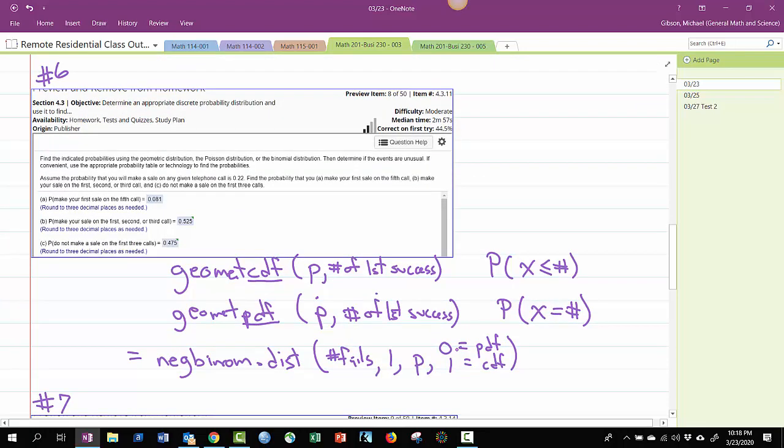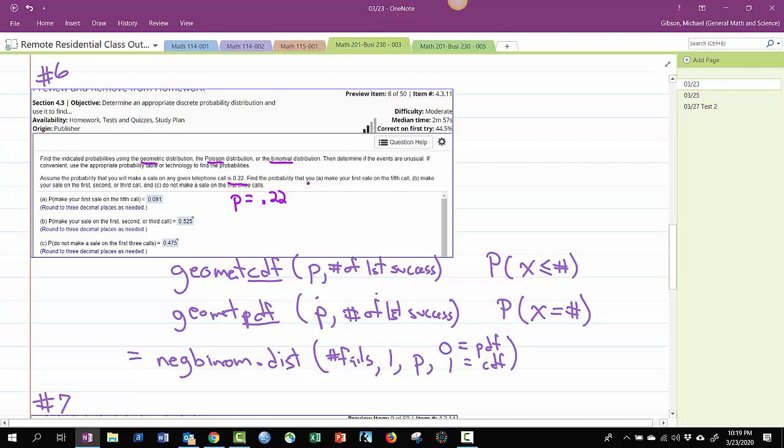All right, next question, number 6 in the review. Find the indicated probabilities using the geometric, the Poisson distribution, or the binomial distribution. So this one and the next one both start that way, but they have different specifics. So here's the specifics for this one. Assume the probability that you will make a sale on any given telephone call is 0.22. So they're telling us there our P is 0.22.